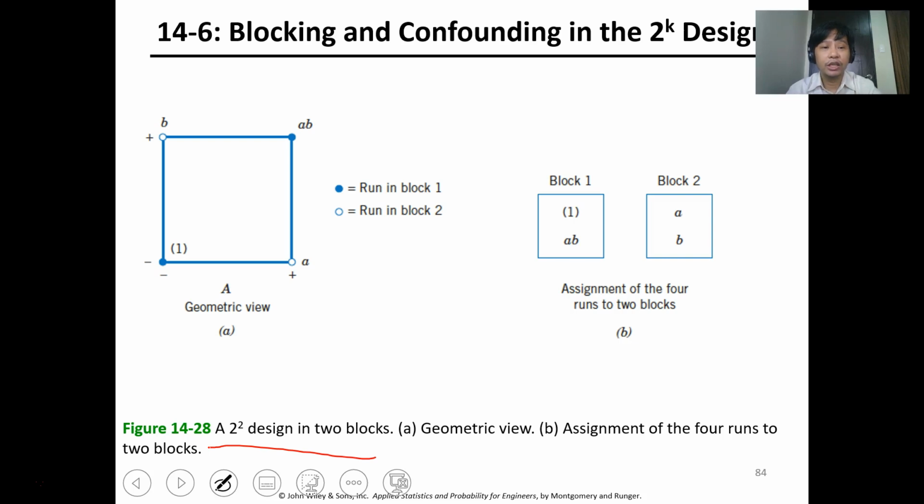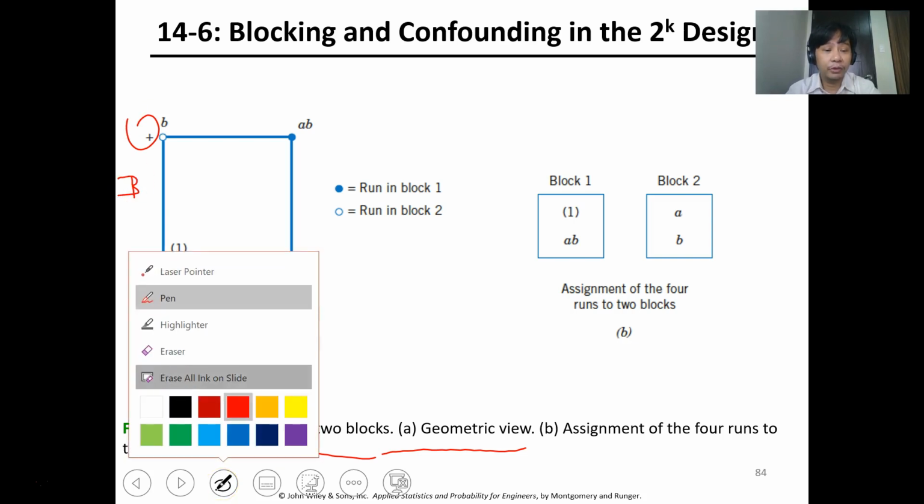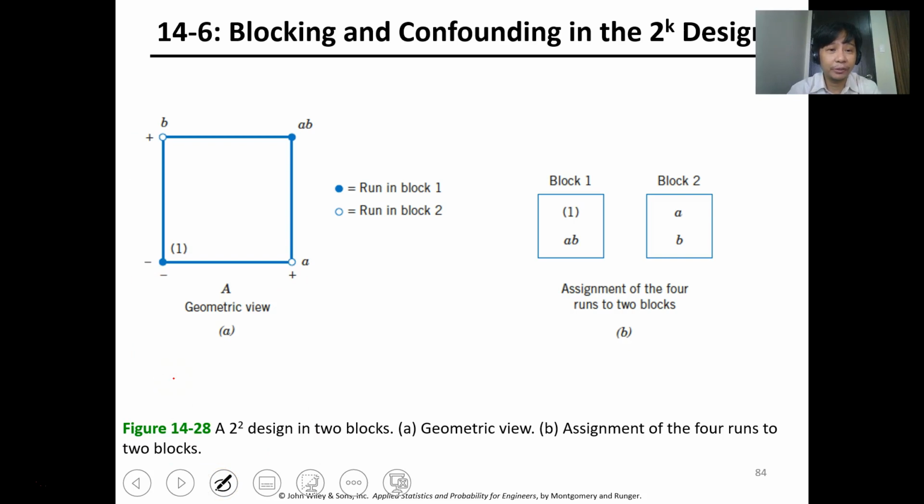For example, here is a 2 by 2, or 2 raised to 2, design in 2 blocks. And we will run a block design. So this is the geometric view, where we have the low for A, and this is the high for A, low for B, and high for B. Basically, we want to group the experiments. So we have 4 experiments. We'll group them into 2 blocks.